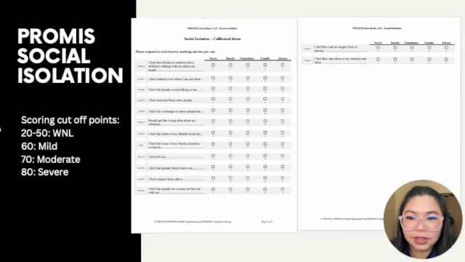And this is the example paper format of PROMIS SI with 14 questionnaires with scoring cutoff points of 20 to 50 being within normal limits, 60 is mild social isolation, 70 is moderate, 80 is severe.